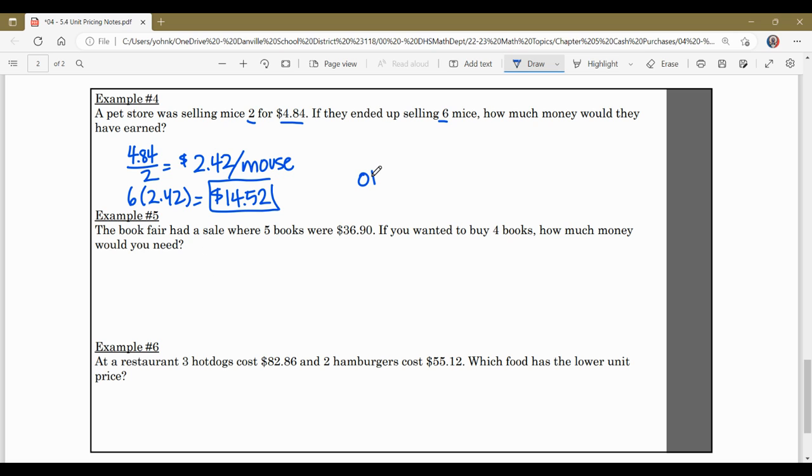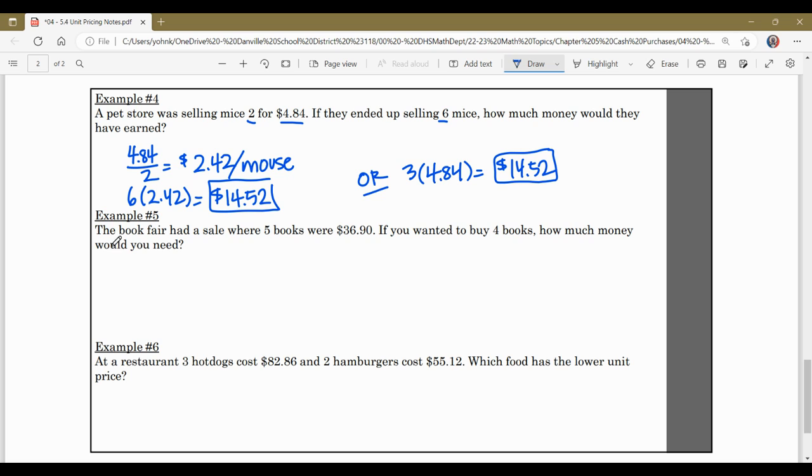Okay, there was one other way that I could have done this problem. Since I'm buying 3 times as many mice, I could have done 3 times $4.84. You still get $14.52 if you do it that way. Now, that does not always work, so I would encourage you to do it with the unit price.